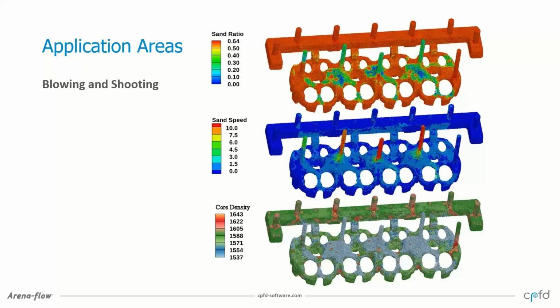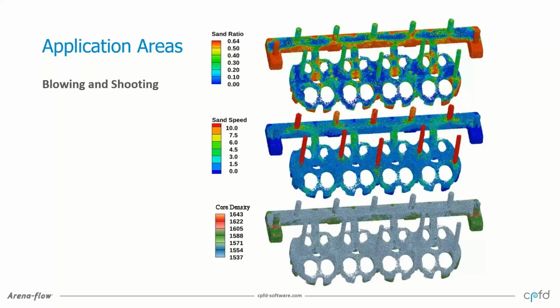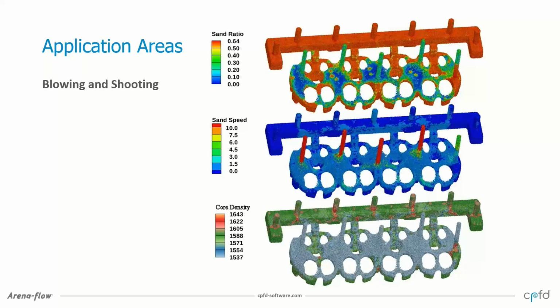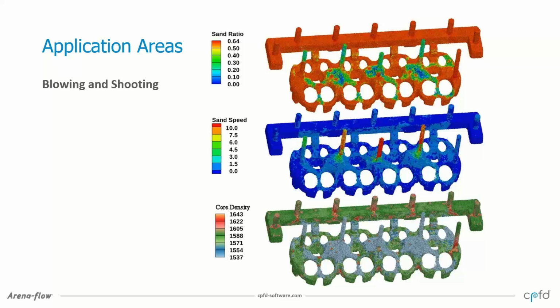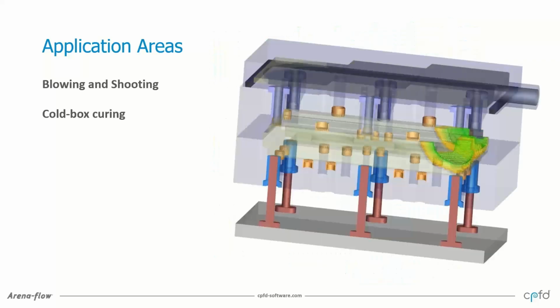So Arena-flow is modeling the motion of the sand in the tooling, how it compacts, how the speed of the sand during compaction is influencing areas that are first to fill, last to fill, how well they fill, and even resulting in subtle differences. So what is the final density when filled? And so we're going to demonstrate that primarily today. But there are modules also for other processes.